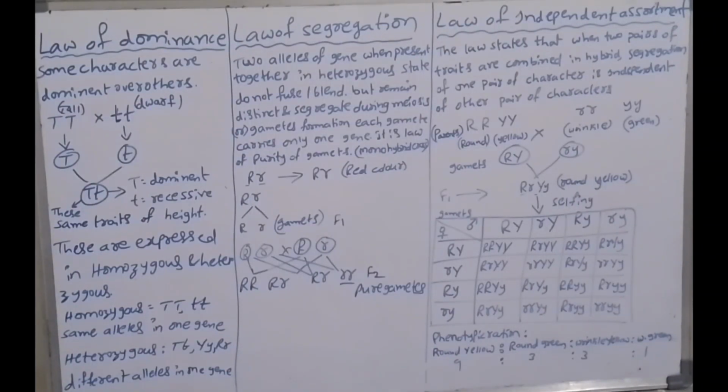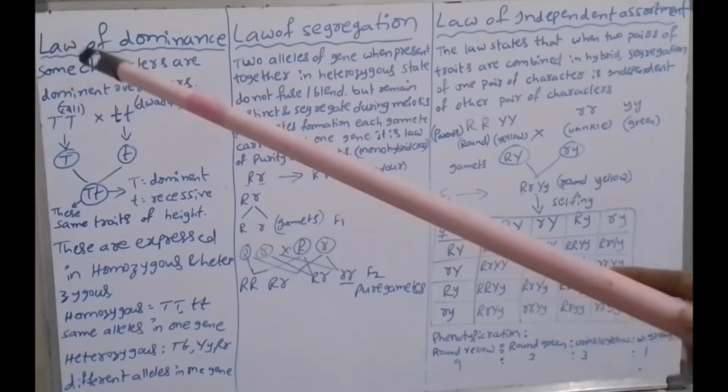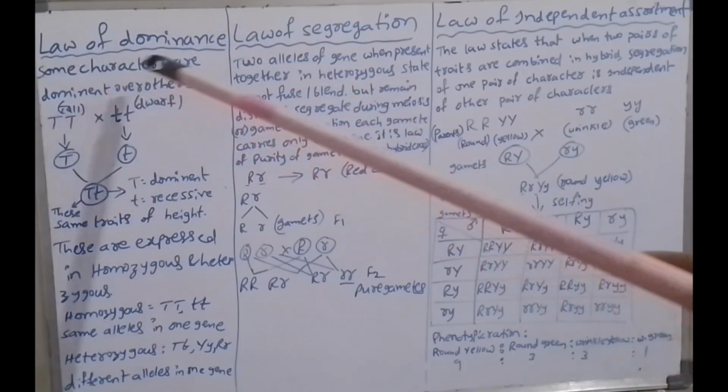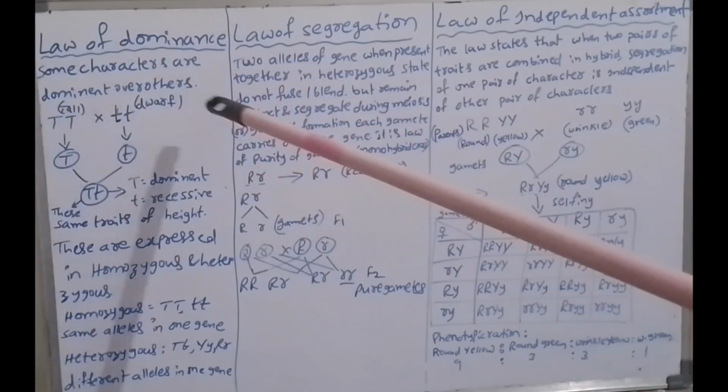Hi students, today we are going to learn about the law of dominance, law of segregation and law of independent assortment. These laws are important in Mendel's experiment. The first one is the law of dominance. See here, the law of dominance means some characters are dominant over others.